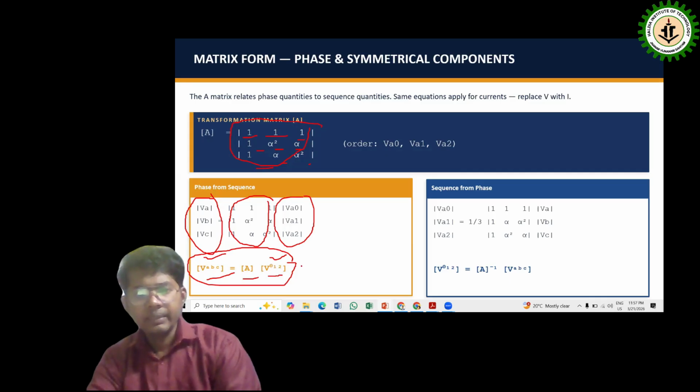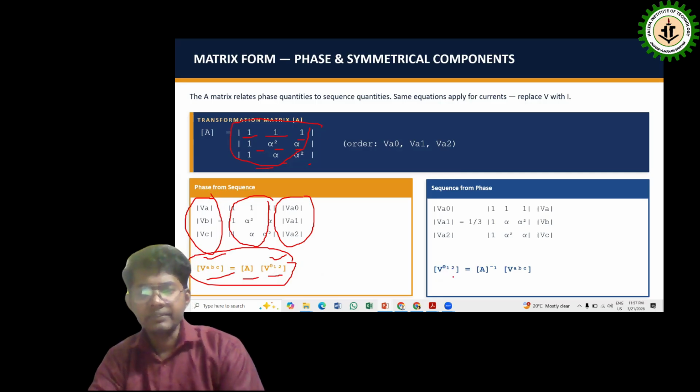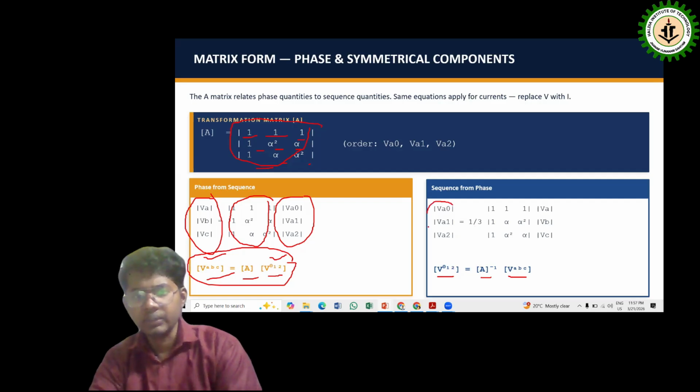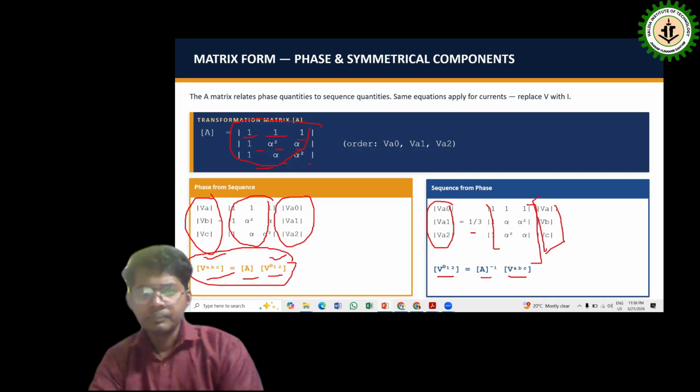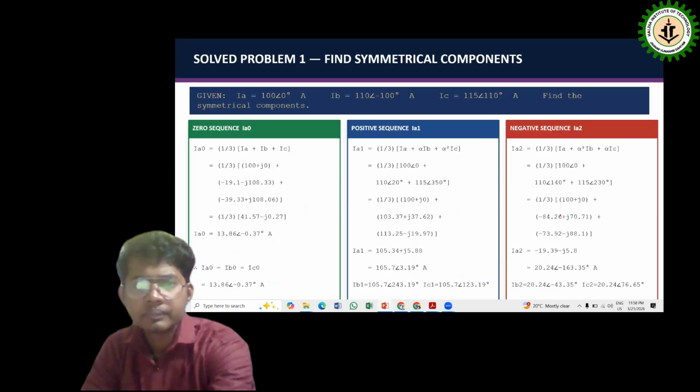This is a relationship. Also we can write V in terms of V0, 1, 2. How? If you take the inverse of the matrix, V0, 1, 2 equal to A inverse into VABC. Like this. Here the only change is that VA0, A1, A2 equal to 1 by 3 into matrix A into ABC. Like this. Okay. Next.